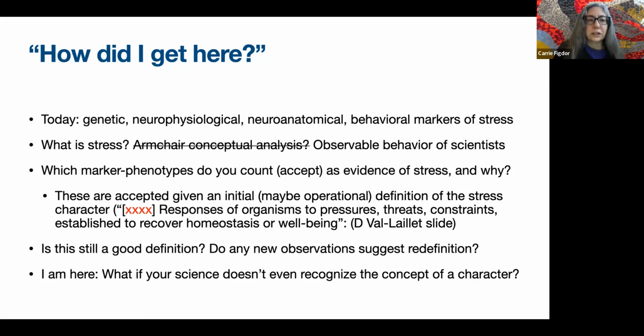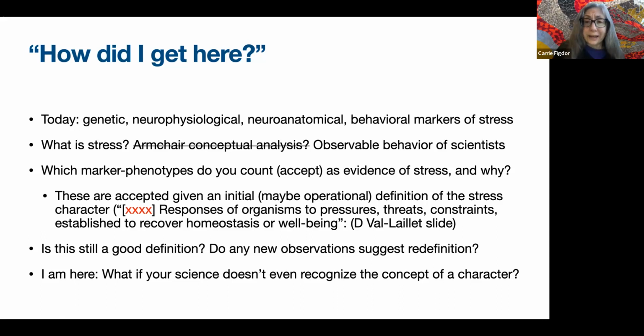People will still ask, well, is this a good definition? I mean, are you observing things in your species that suggest there should be a redefinition of stress, and so forth? And I'm interested in these sorts of redefinitions because they reveal how scientists think about the characters that they're observing and trying to define.